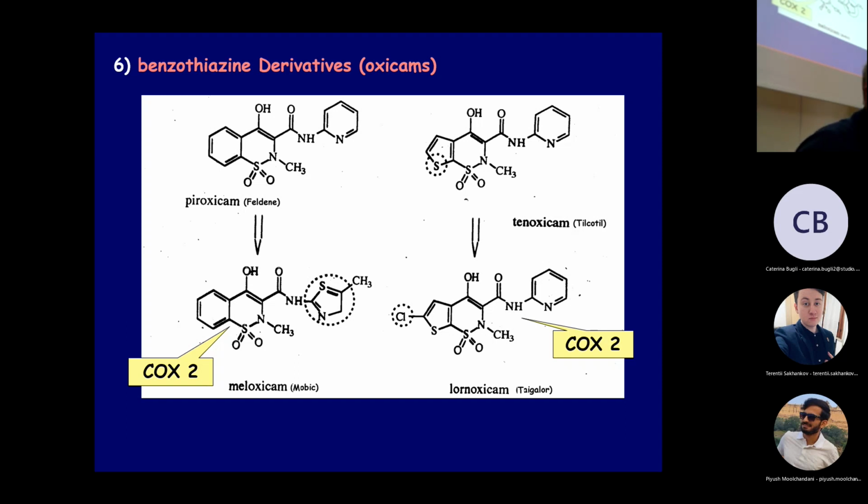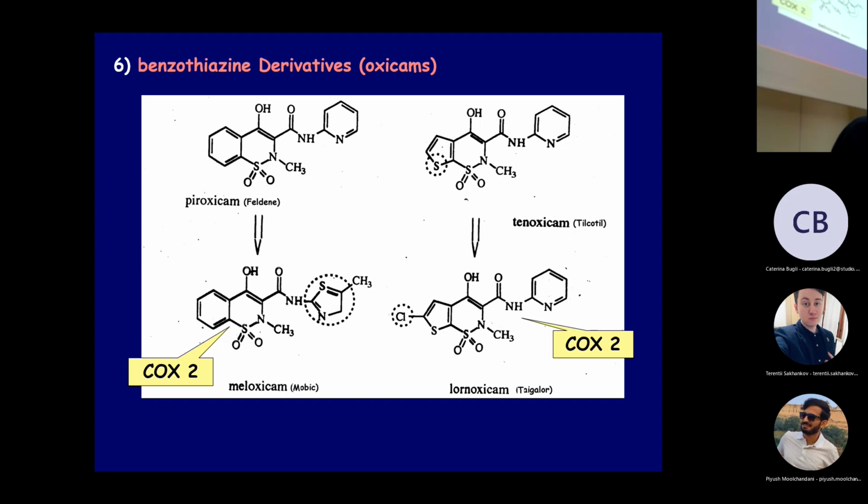In particular, we can start from the chemical structure of piroxicam. This class is also called oxycams, you see, oxycam. So we have piroxicam. Piroxicam is the prototype of this class. And we can perform some light chemical modification on the chemical structure of piroxicam in order to increase the selectivity toward the cyclooxygenase of type 2.